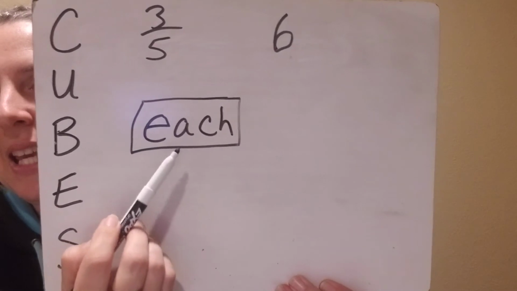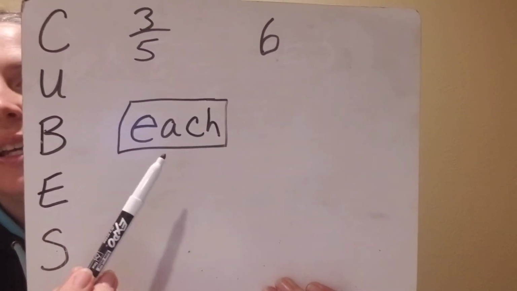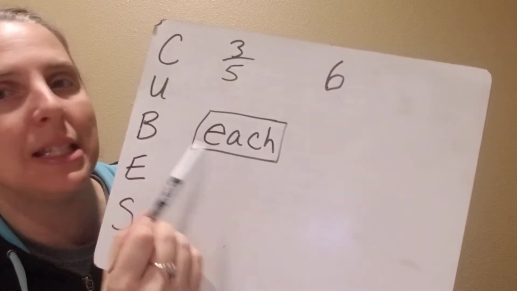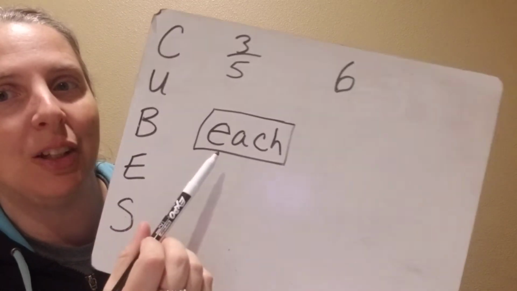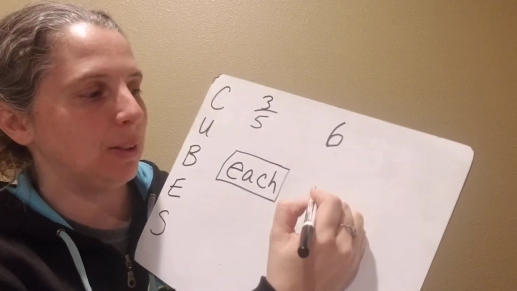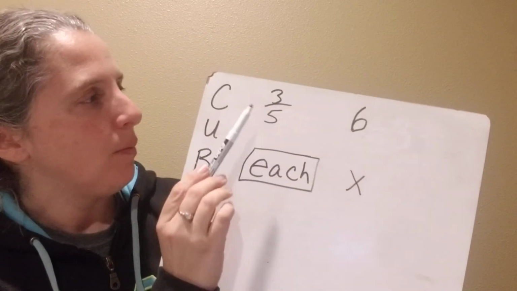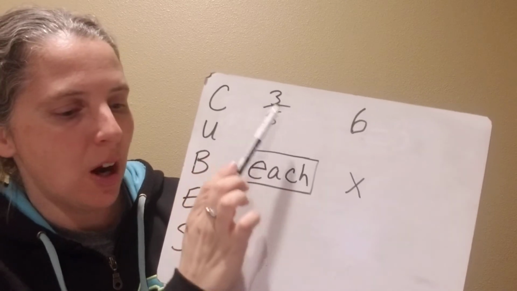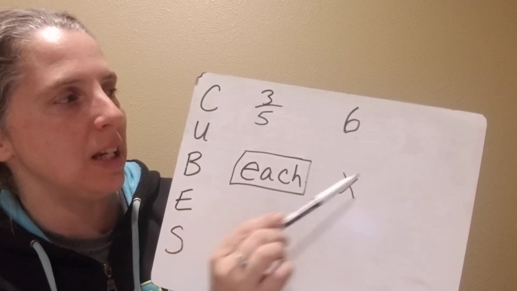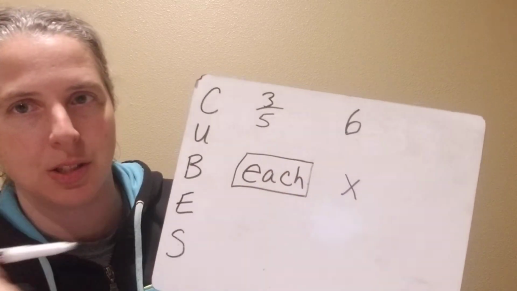Here it is. Each. This one is an easy keyword, but it's an easy one to miss. If you see each, they're telling you that it's going to be multiplied because she needs 3/5 yard of fabric for each costume. So how many does she need if she needs 6 costumes?